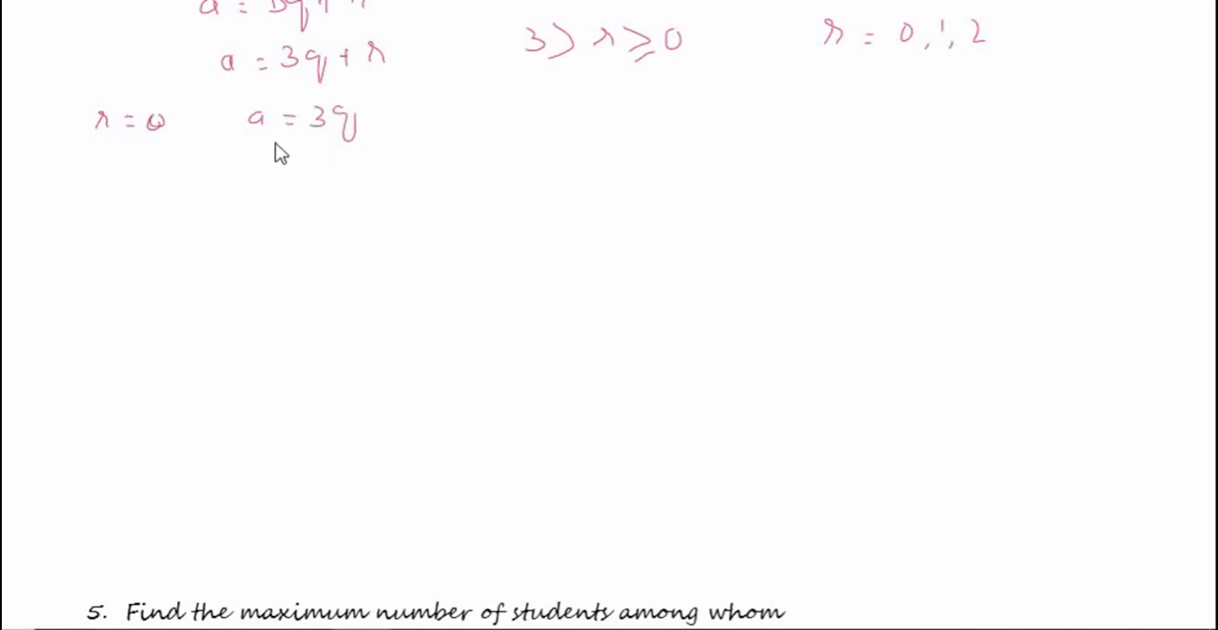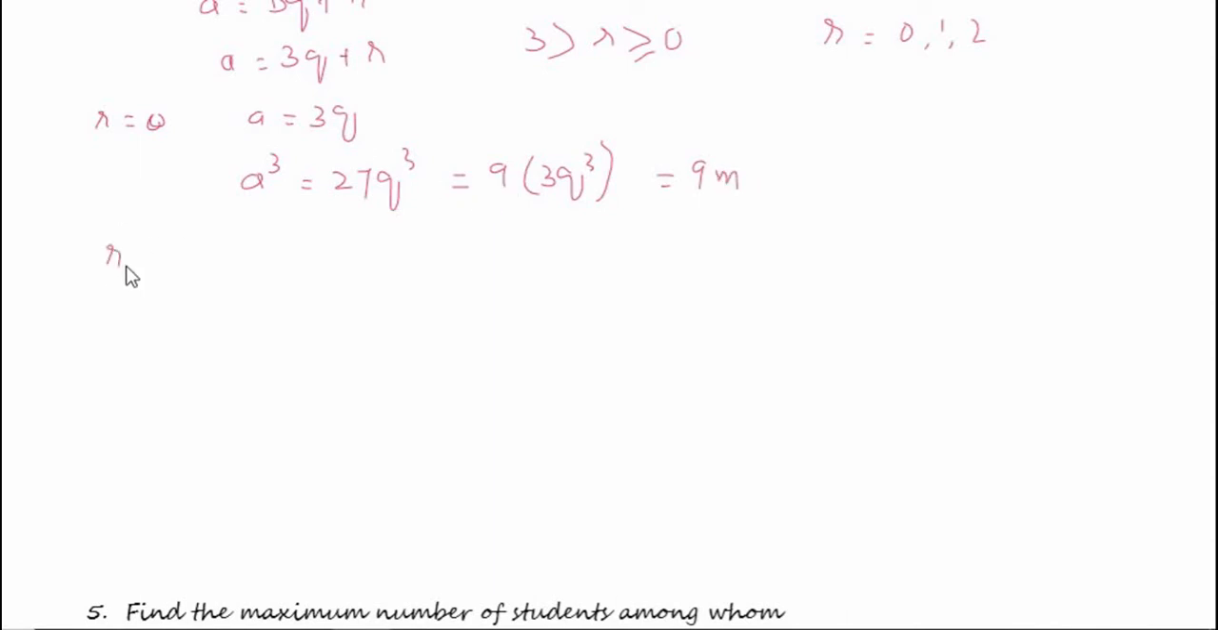So now taking the cube on both sides, a cube is equal to 27q cube. Now this can be written as 9 into 3q cube. So 3q cube is an integer. Let us take it as m. So this is of the form 9m.